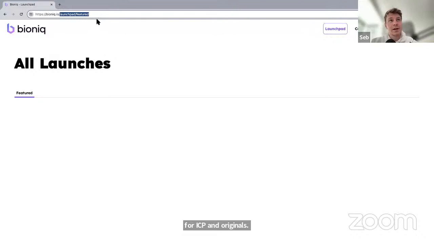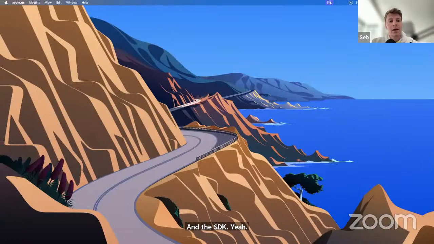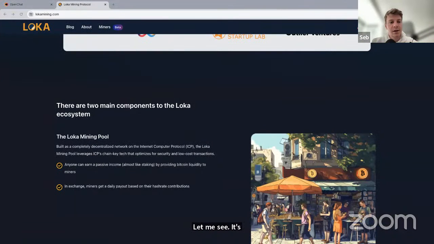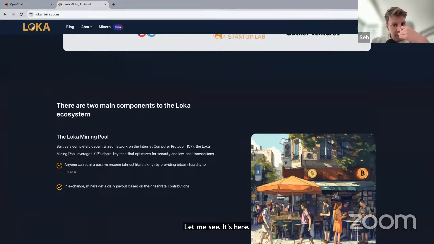I can share all the links. I don't know which one you were referring to, maybe the CDK, yeah. Let me see. Ah, it's here. I'm not sure how you are going to build the Dart CDK, just because I don't know how Dart will compile to WebAssembly.